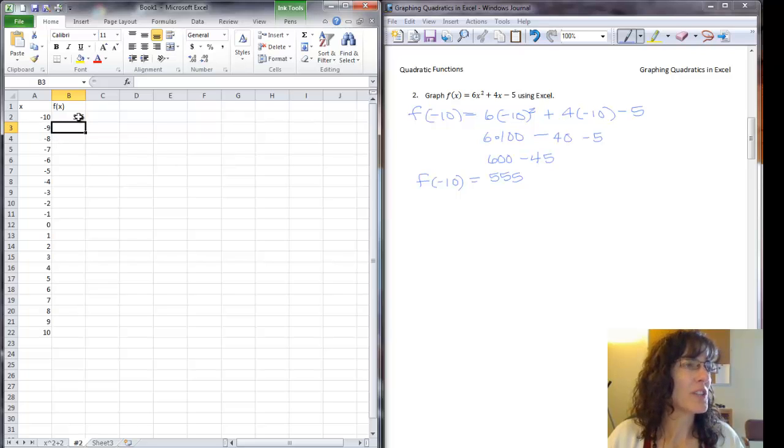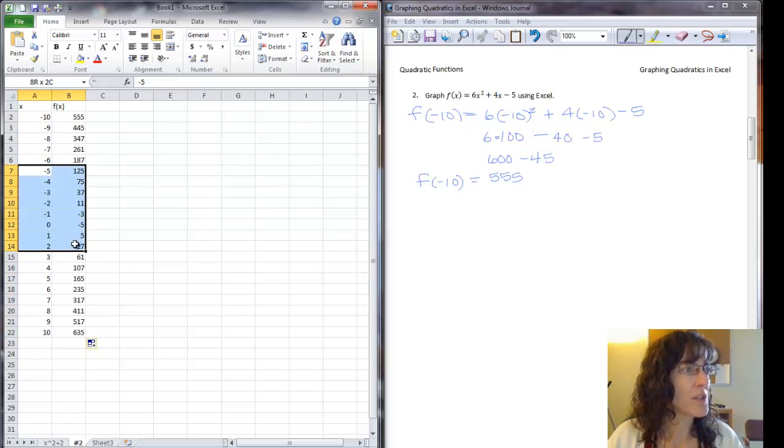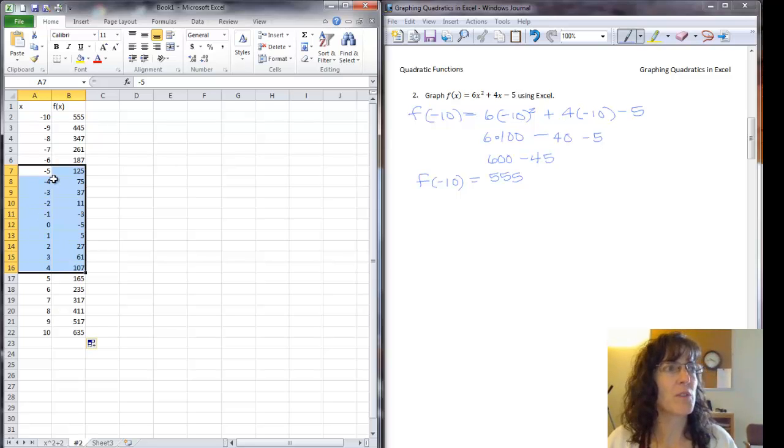Okay, now I want to just drag that one down, so I click on the 555, go to the bottom right, and look for that little black plus and drag it all the way down. I can see my numbers are giant, and I can see that somewhere in between here I'm crossing, I have some negative values, and then I'm coming back positive. So if I want to, I can just go from, say, negative 5 to positive 4, and that gives me a nice range of numbers there to graph. I don't have to use all of them to graph, but this will give me a nice shape here.